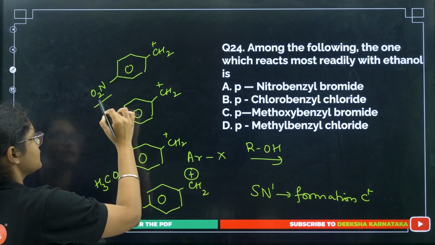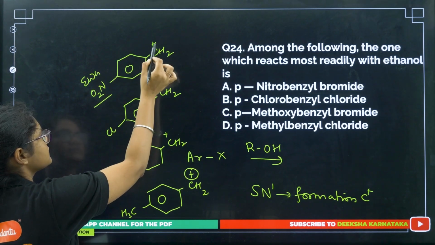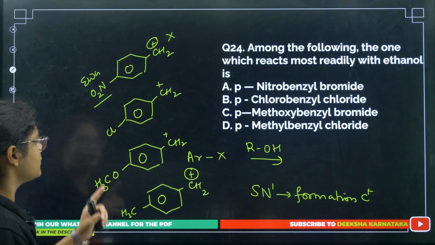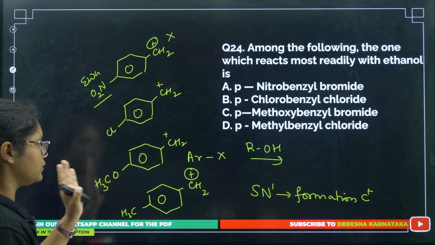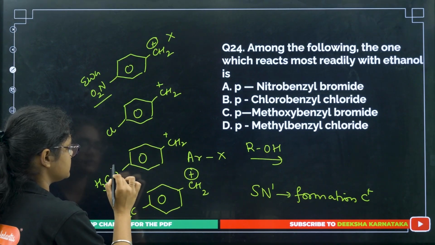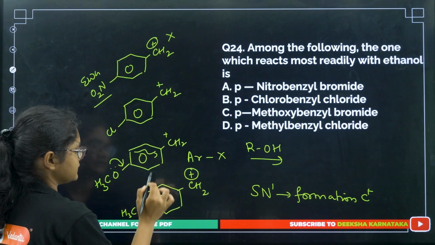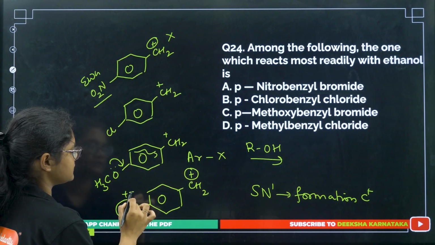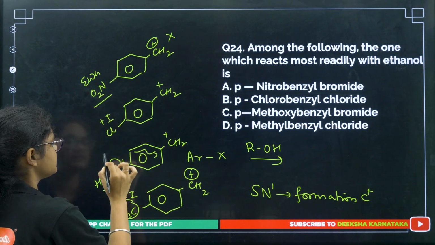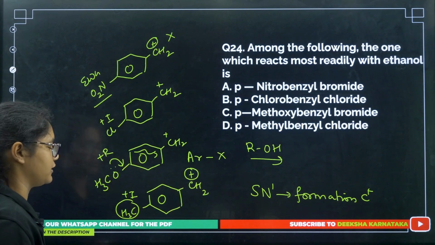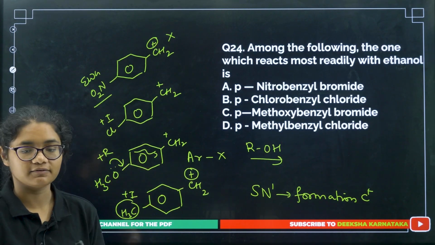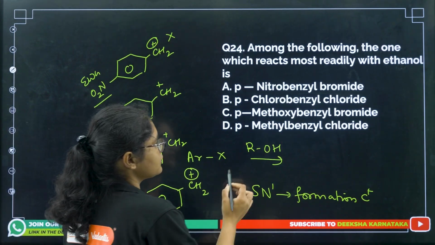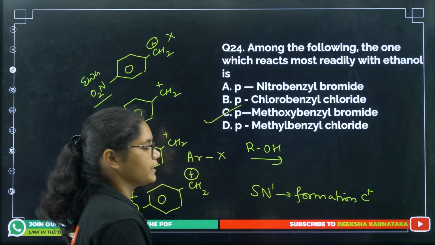Now if you see, this is an electron withdrawing group, so this carbocation will be less stable. Now chlorine is an electron donating group, but here OCH3 will donate better due to resonance. Here this is also a donating group, but this is having plus I effect, and this is having plus R effect, right? So donation through plus R effect will be very strong. So para methoxybenzyl bromide will be the correct answer here.